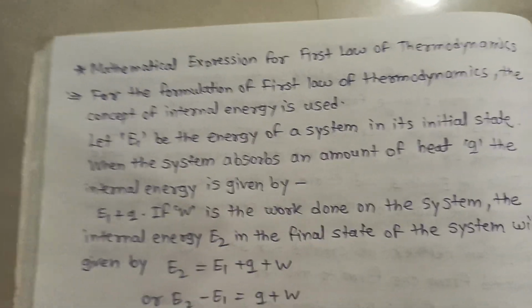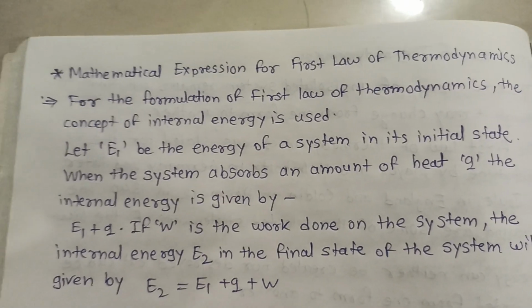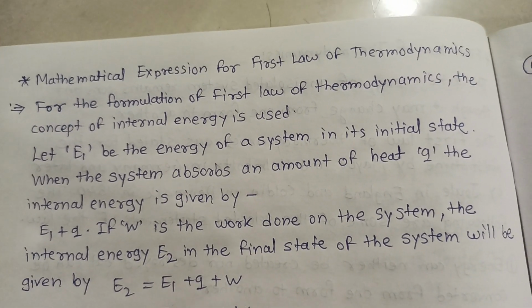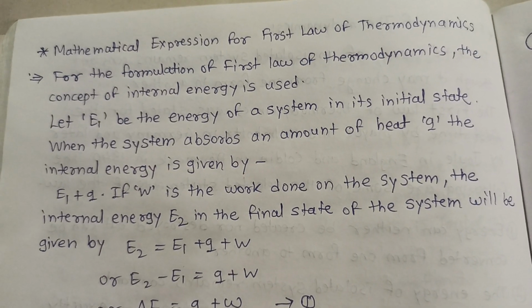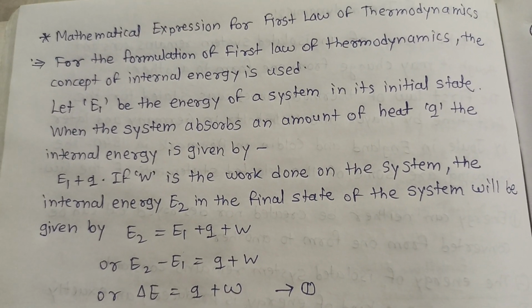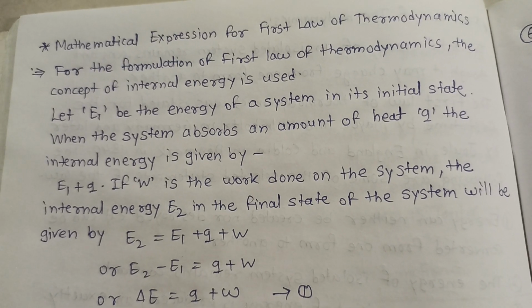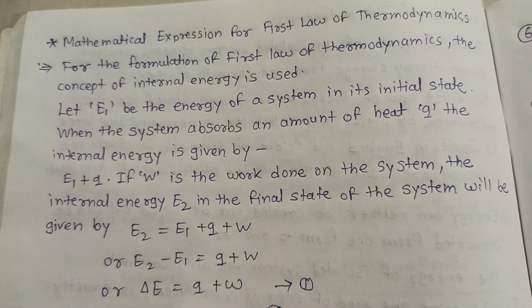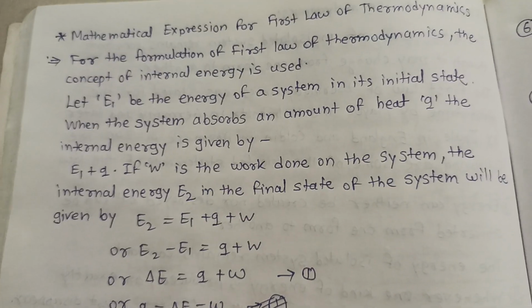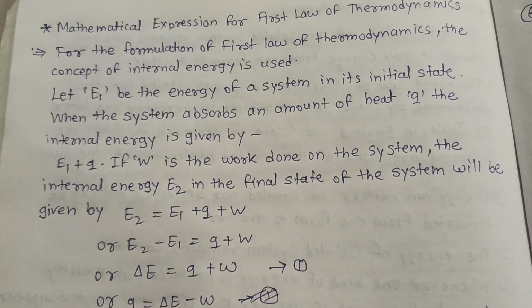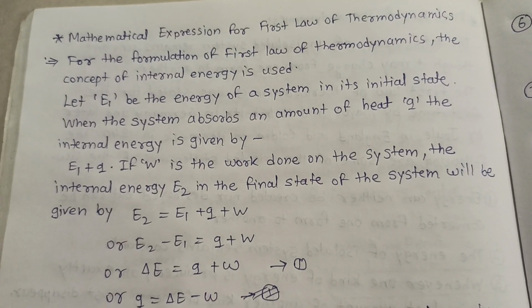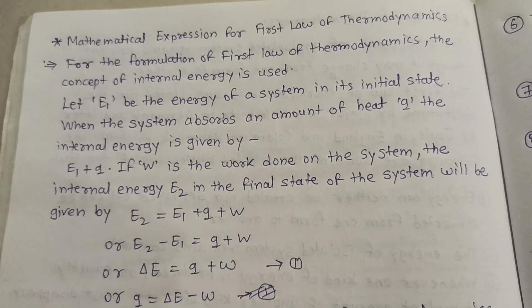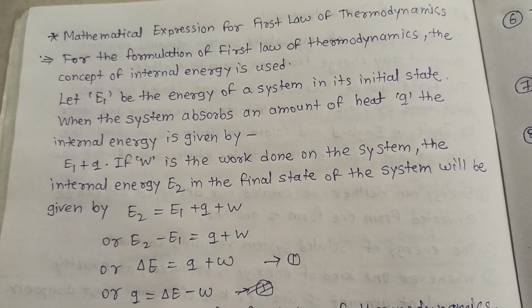Now let's see the mathematical expression for the first law of thermodynamics. For the formulation of the first law, the concept of internal energy is used. Let E1 be the energy of a system in its initial state. When the system absorbs an amount of heat Q, the internal energy is given by E1 + Q. If W is the work done on the system, the internal energy E2 in the final state of the system will be given by E2 = E1 + Q + W.